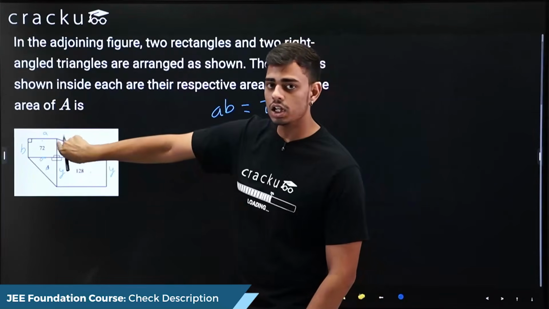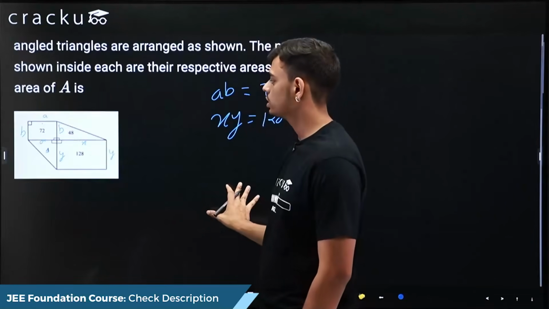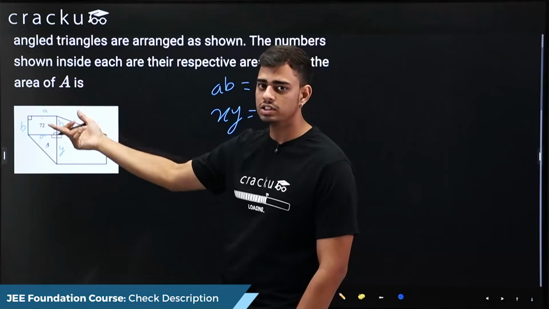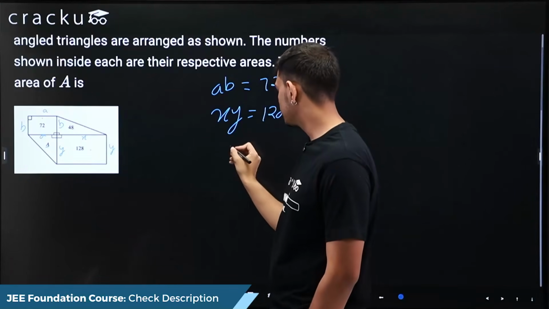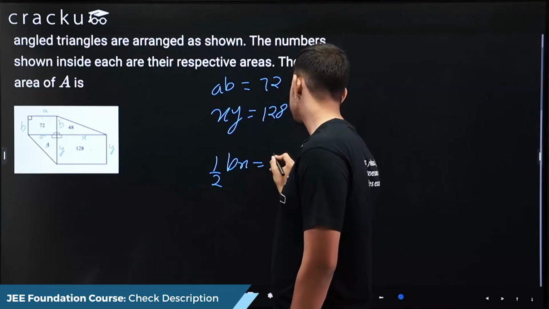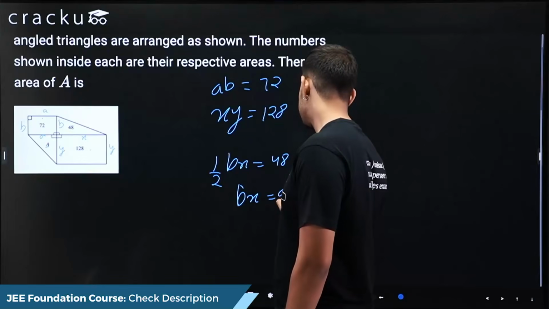For this triangle, what is the formula for the area of a triangle? Half into base into height. And in a right angle triangle, base and height are the smaller sides only, that is b and x. Half of bx equals 48. Bx comes out to be 2 into 48, 96.